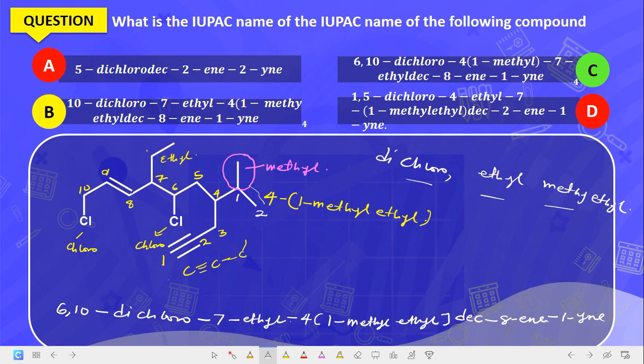6,10 dichloro, 7 ethyl, 4 bracket 1 methyl ethyl, dec 8 en 1 yne. Why is it 1 yne? Because the alkyne group, this group here that has the triple bond, is on carbon what? 1. It's on carbon number 1. Okay, so that is how to name any compound like this that is given to you. First of all, identify the longest continuous chain, then identify the substituents in the compound, and from there you'll be able to name the compound.